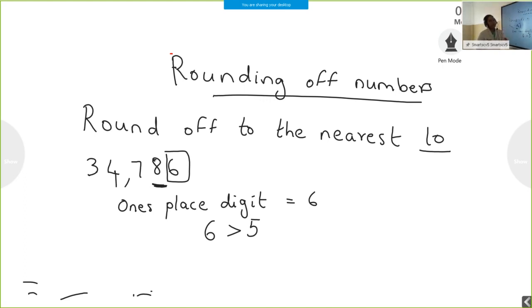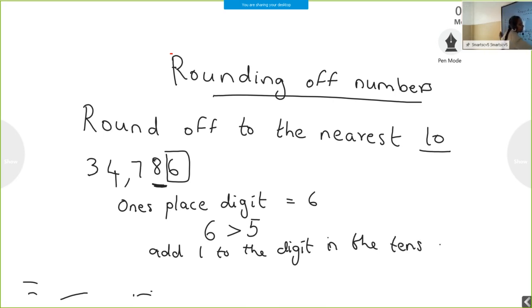Now what's the next step? If the digit in the ones place is greater than or equal to 5. Here it is greater than 5. 6 is greater than 5. Then what is the next step? If 6 is greater than 5, then add 1 to the digit in the tens place. Don't be confused. Add 1 to the digit in the tens place.